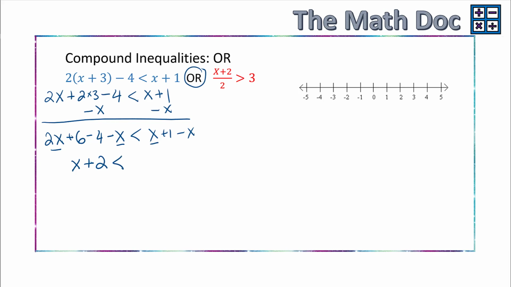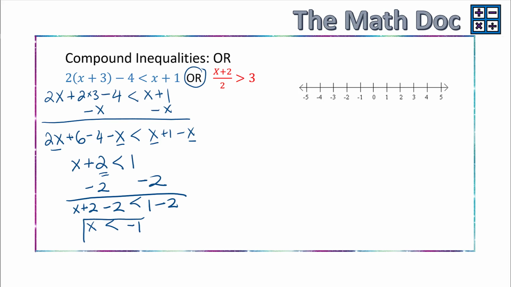Here we have x and minus x. These cancel, and we're just left with 1. Now, we will move our 2 here to the other side by subtracting 2 from both sides of this inequality. We have x plus 2 minus 2 is less than 1 minus 2. So we have x, the 2 and the minus 2 cancel, is less than negative 1, right? 1 minus 2 is negative 1.